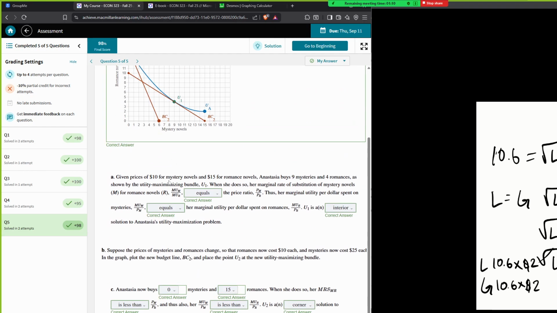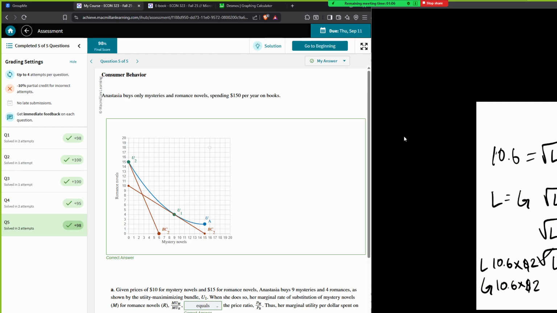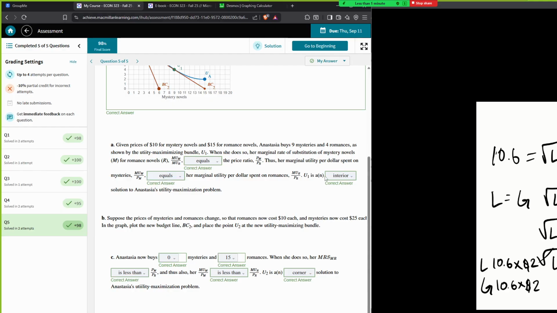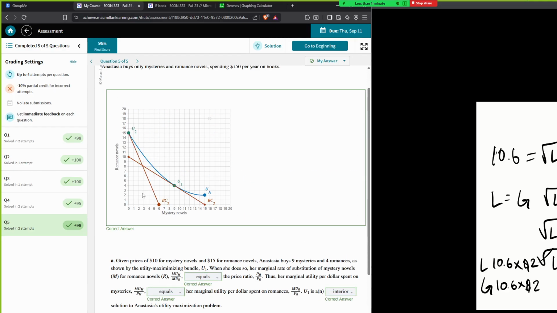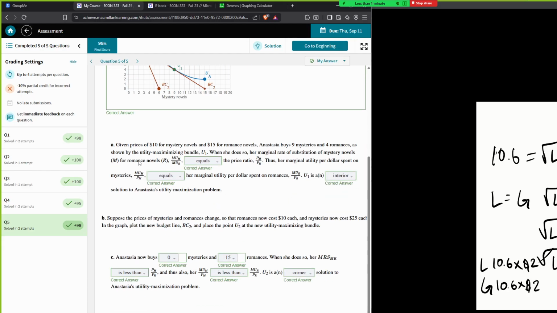Okay. So it's the same thing with the overlapping budget and the utility curve. The interior, corner, and exterior solutions. So exterior would be impossible. Interior would be anywhere on the curve, and corner would be at these 2 points over here. So this is the corner solution. This is an interior solution.